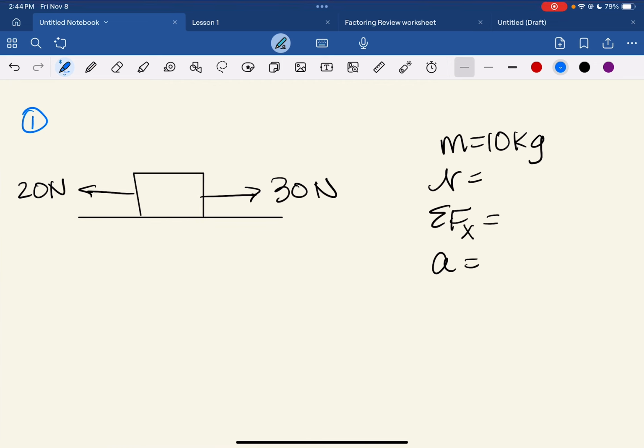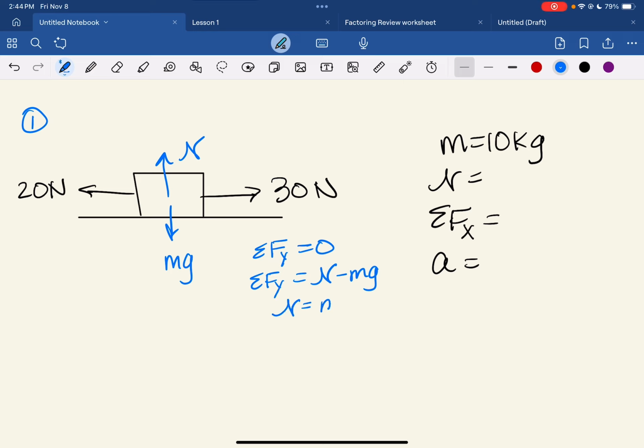We have 30 newtons going to the right and 20 newtons going to the left. I also have mg that's going down, and I have my normal force from the surface going upwards. So in the y direction, I know there's no motion happening. It's not moving up and down. So I can say the sum of my forces in the y is equal to 0 because it's in equilibrium. That means that my normal force minus mg is going to equal 0. If that's true, that means my normal force in value is going to be equal to, in quantity, my mg.